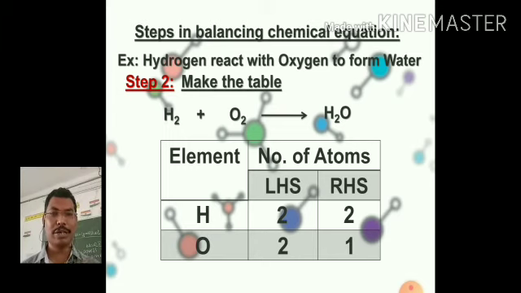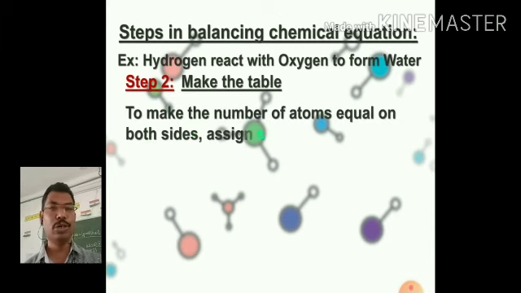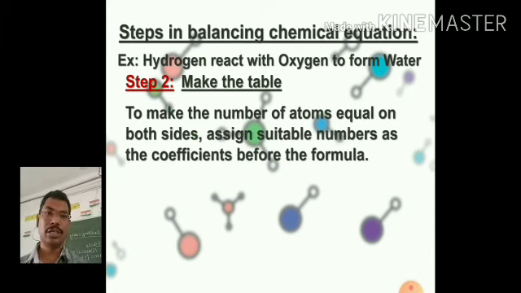Now, hydrogen atoms are matched. Okay, now we need to match the oxygen atoms. Now, how to match it? So, let us see. What are the possible ways? Before going to do that, first make sure to make the number equal on both sides. Assign suitable numbers as the multiples, means coefficients before the formula.